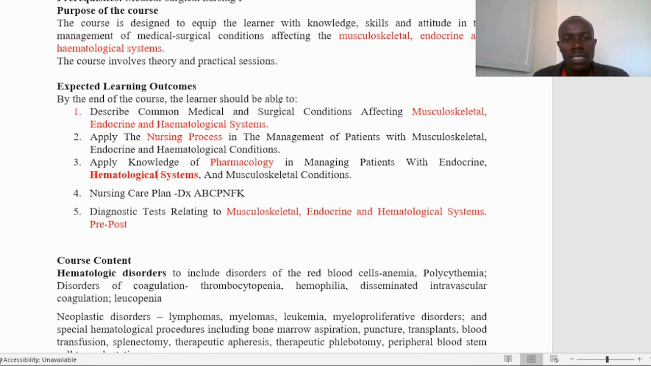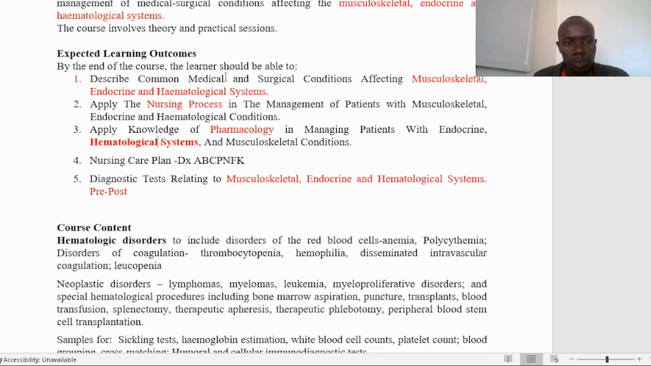What will be your expected outcome for this theory course? By the end of the course, the learner should be able to describe common medical and surgical conditions affecting the systems we've mentioned: musculoskeletal system, endocrine system, and hematological systems. Remember also the link for the anatomy of these systems will be popping up. You need to review the systems so that you can be updated.